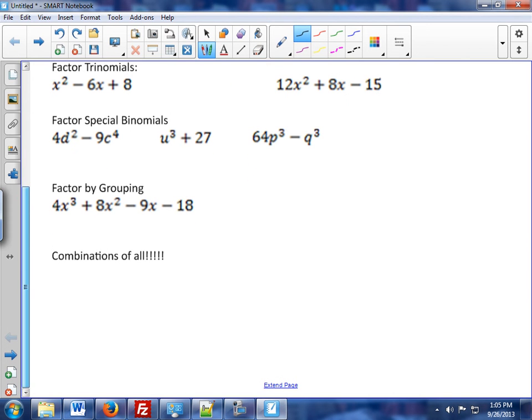The special binomials. Okay, this is two terms, difference of squares. So this would be 2d plus 3 squared. And this would be 2d minus 3 squared. That should be some free points.